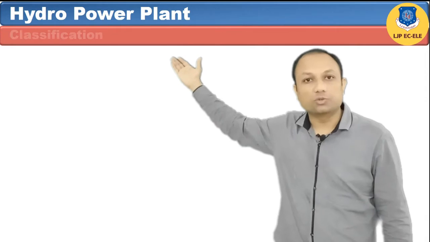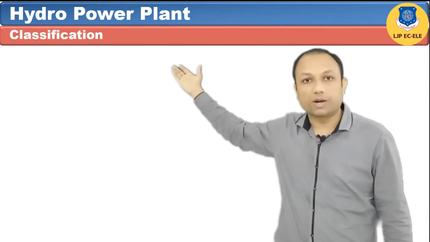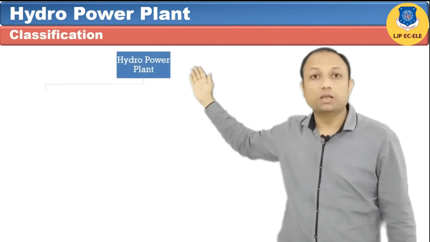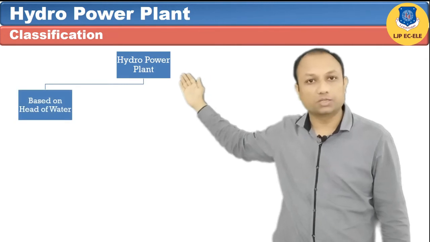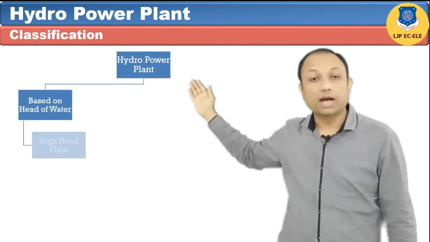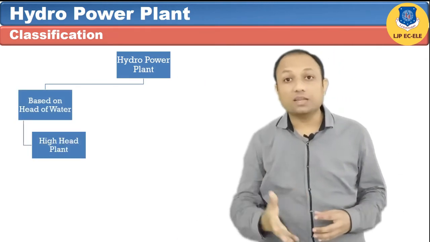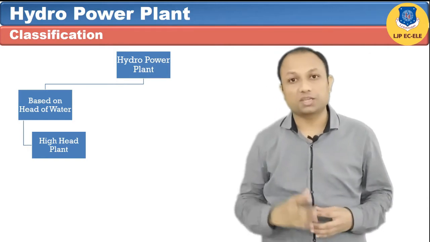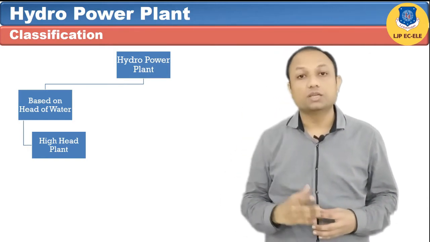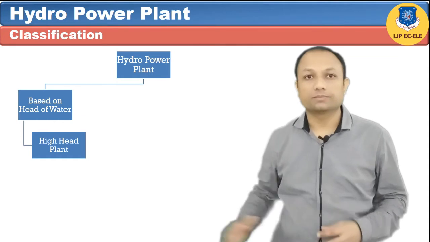Let's discuss about the classification of hydropower plant. In that first one, based on head of water. In that first one, high head plant. So the plant in which the head of water is above 300 meter is called high head plant.